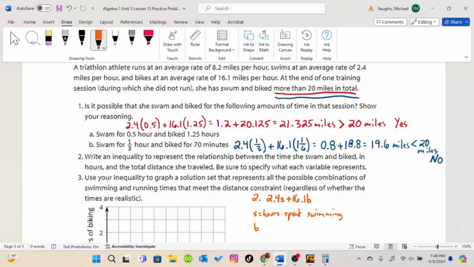And we're going to say that B equals the hours spent biking. And that will equal capital T, and capital T equals total miles.